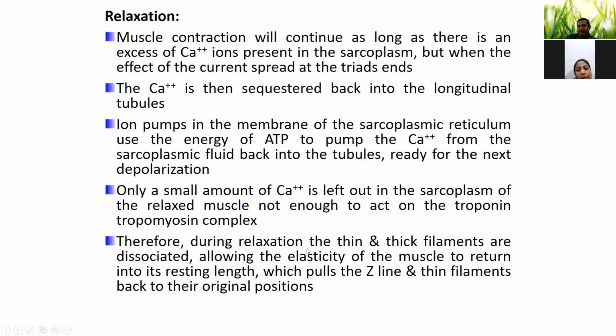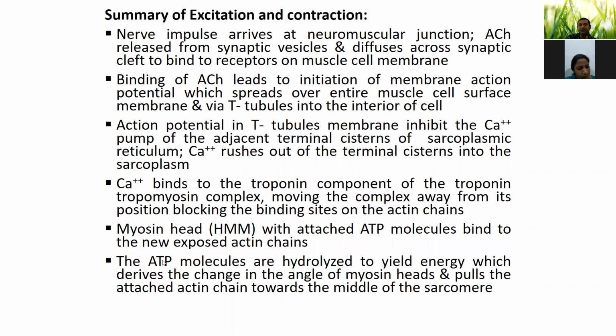During relaxation, the thin and thick filaments dissociate, allowing the elasticity of the muscle to return it to its resting length. This pulls the Z line and thin filaments back to their original positions. So this is the summary of excitation and contraction, whatever we have discussed this time. This compiles the whole summary.